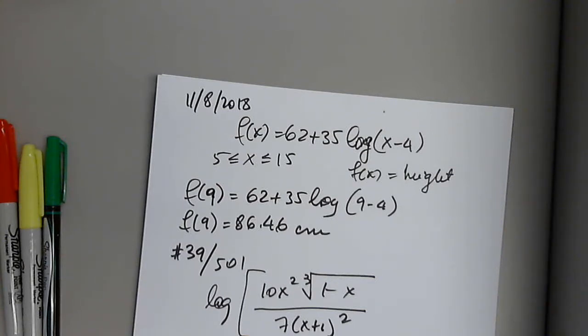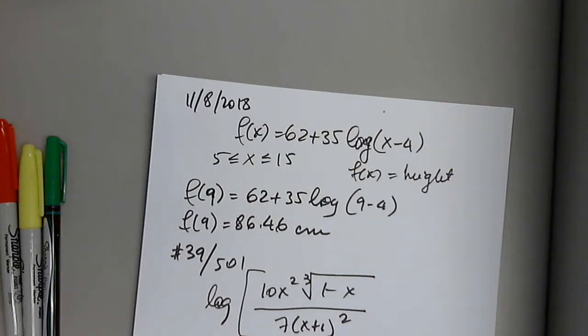Okay. So how many quantities do we see here? Is that 10x? Yes. How many factors, how many quantities do we see here? Here's what I see. I see 10, I see x squared, I see the cube root, I see 7, I see x plus 1 squared. So 1, 2, 3, 4, 5 quantities.